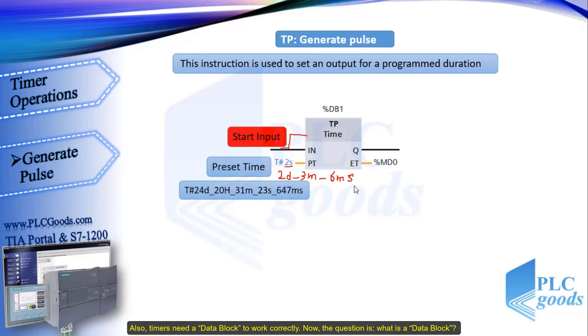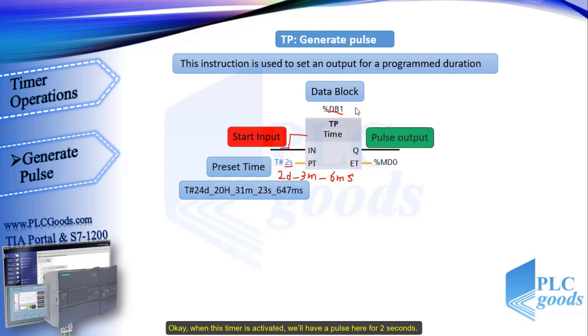Also, timers need a data block to work correctly. Now the question is, what is a data block? A data block is a block that stores all parameters of this timer. It stores parameters like how much the preset time is and what the status of the inputs and outputs is. So I can say a data block is a memory that stores some parameters that we can access in our program. If we use another timer, we need another data block such as DB2 or DB3. Okay, when this timer is activated, we will have a pulse here for 2 seconds.